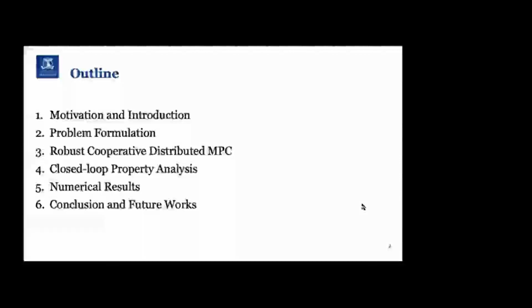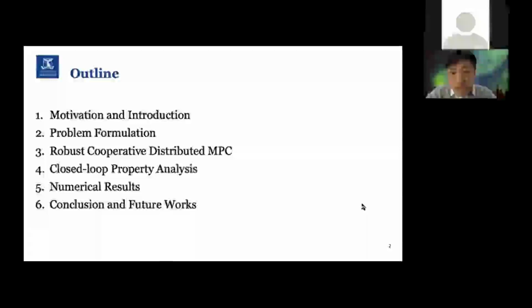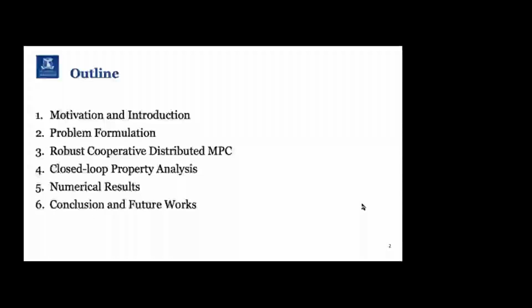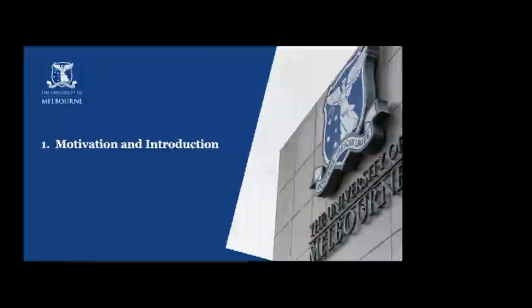So my talk has the following 6 parts. First, I will discuss the motivation of this project and some introductions. Second, I will describe the problem formulation. The third part is the main result, that is the robust cooperative distributed MPC. In the fourth part, with this robust distributed MPC controller, I will analyze some closed loop properties. In the fifth part, I will show a very simple numerical example and some simulation results to test this controller. And finally, I will give some conclusions and some directions for future work. So let's start from the motivation and the introduction part.